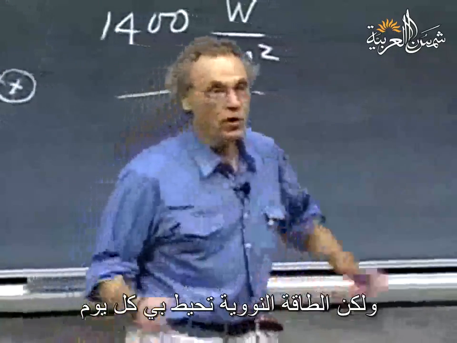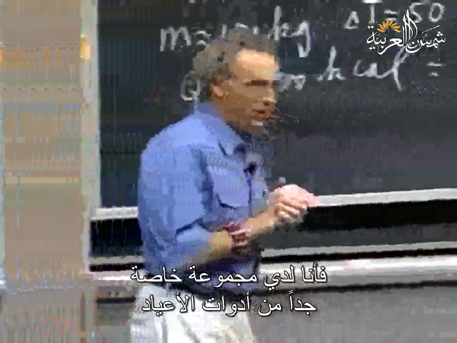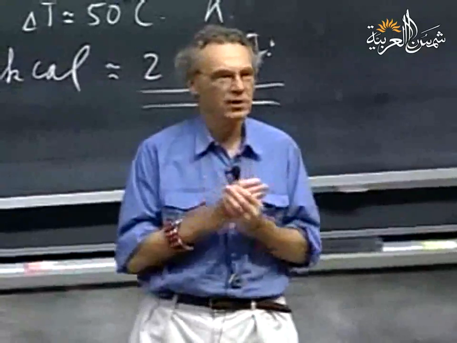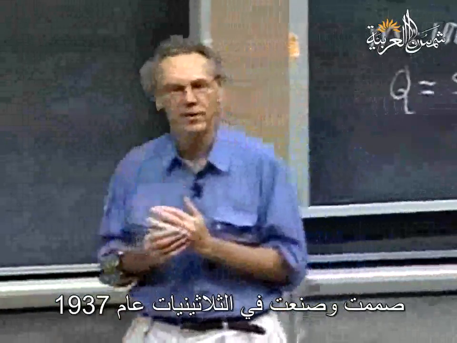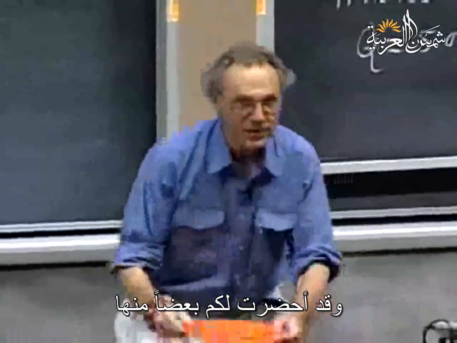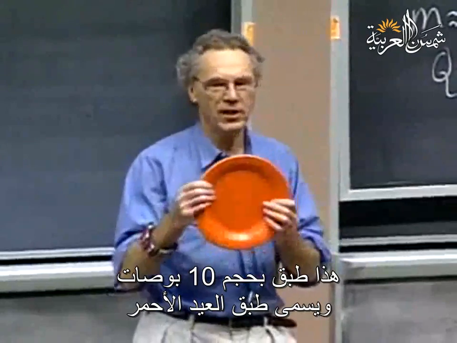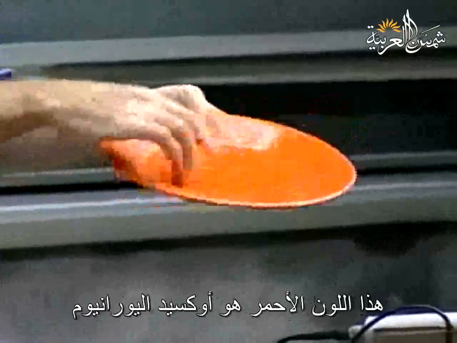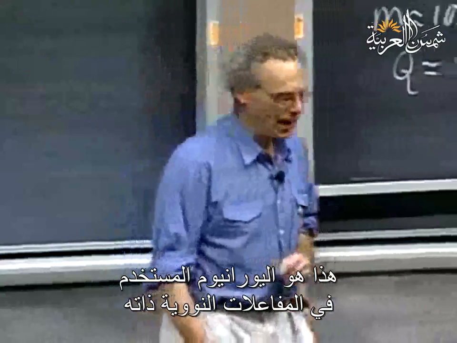But nuclear energy is all around me, at least every day. I have a very special collection of Fiestaware, which is American tableware, which was designed and built in the 30s, in 1937, and it went on until the 50s. Here I brought you some of this. This is a 10-inch plate, and this is called Fiesta Red. Even though it's orange, we still call it Fiesta Red. It has uranium oxide in it. That red is uranium oxide. That is the same uranium that powers nuclear reactors.